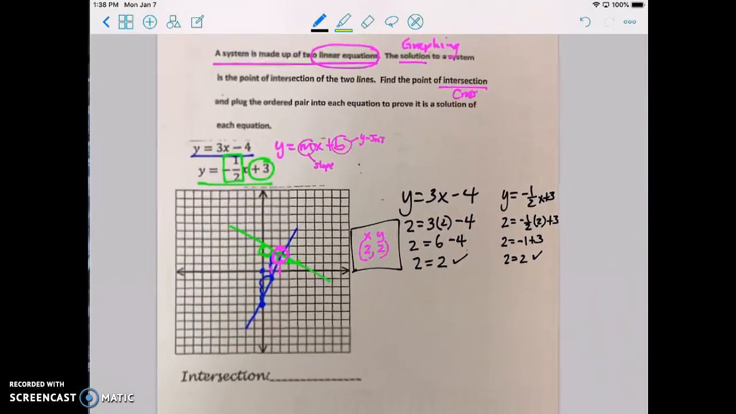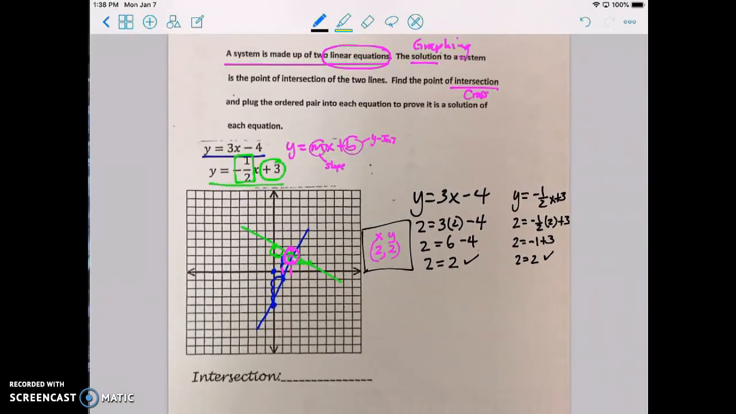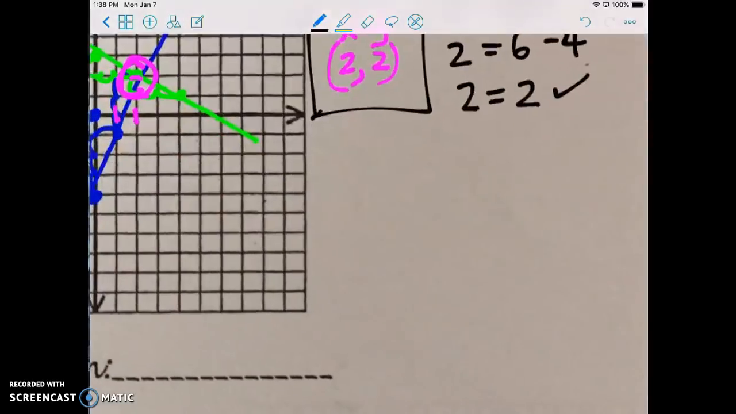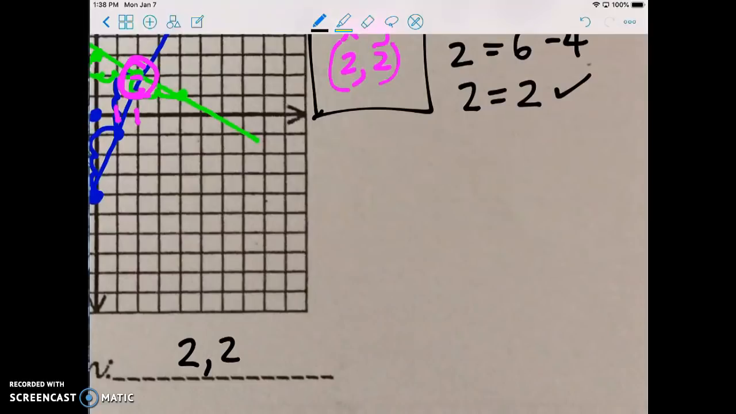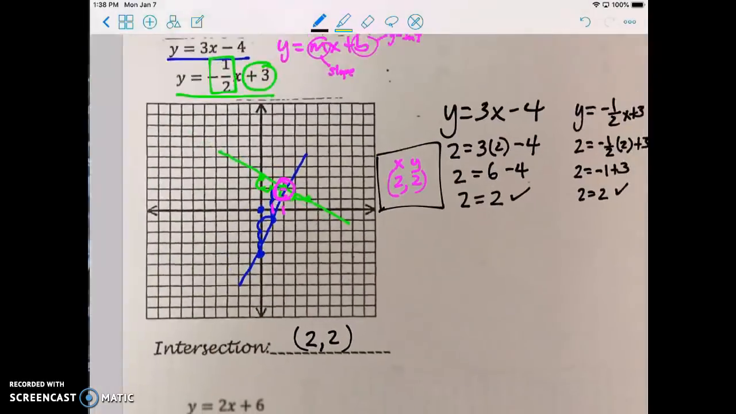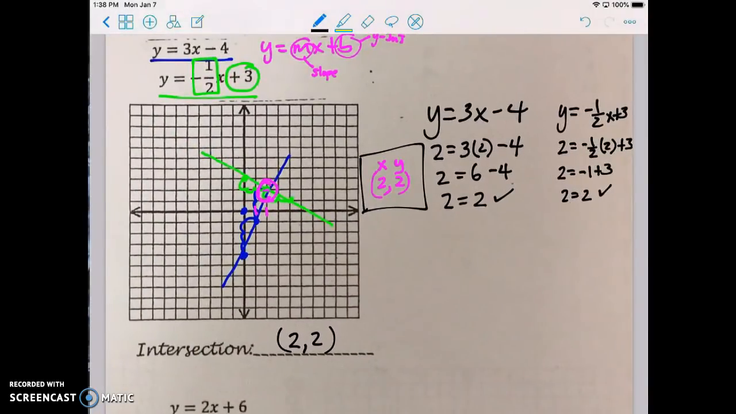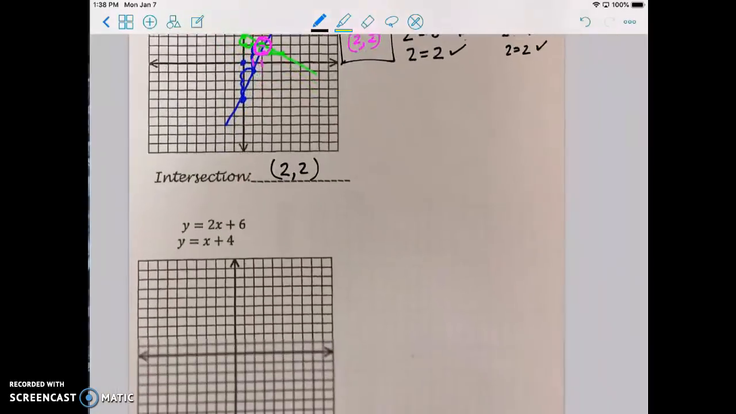Are we going to have to check them all the time? No. This is the process to ensure that you know that you have a solution that it works. We're trying to show you that when you do it by graphing, you can check to see that you've picked the right point. After a while, you'll know this and you won't have to check it. Let's look at doing the next one.